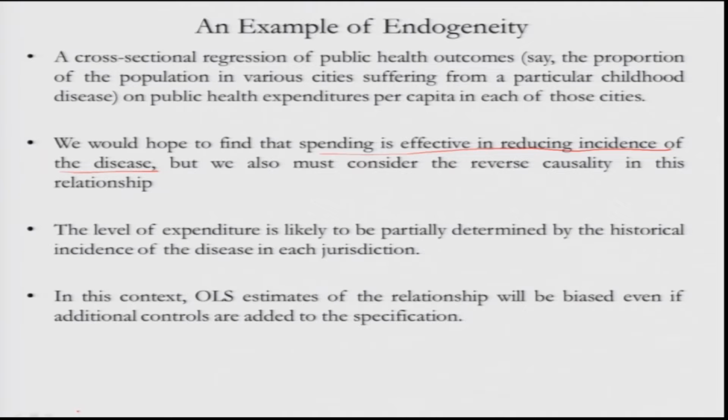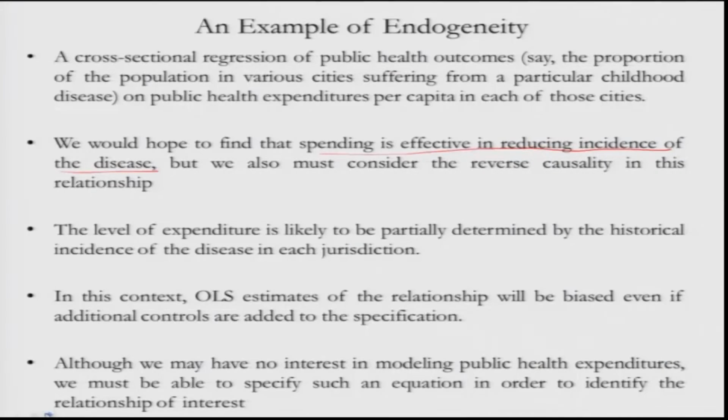In this context, OLS estimates of the relationship will be biased even if additional controls are added in the specification, because the case that we are discussing here is a little bit different from, it is distinct from, omitted variables. Hence, even if we had a rich set of data and could control for various factors that affect both expenditure on health as well as the incidence of disease, we might still end up getting a spurious correlation because of reverse causality, which is not addressed by adding more control variables.